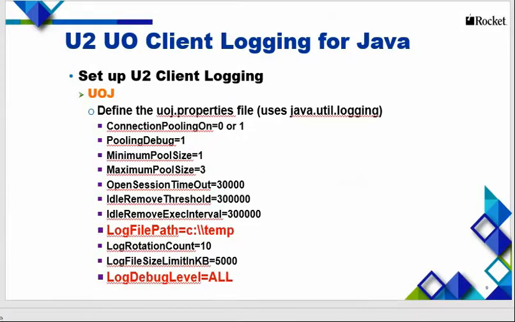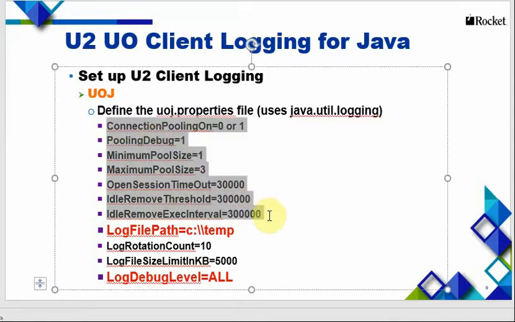The client logging is pretty simple. Basically, in the program folder, if you have a file called uoj.properties, then we'll create the log file. This new implementation is based on the Java util.logging tool to create the log. It has many parameters, but basically there are two kinds of log. One is regarding connection pooling setting.